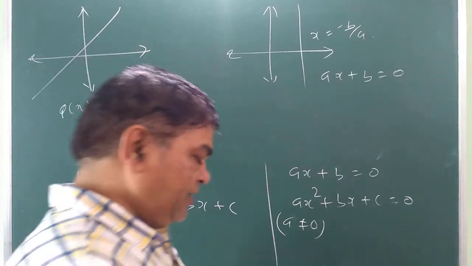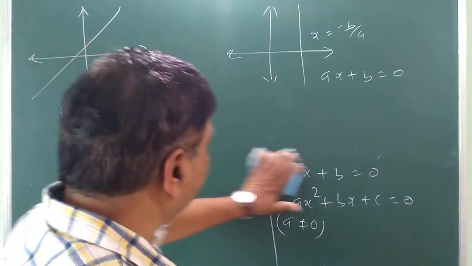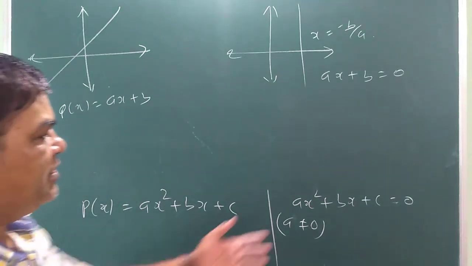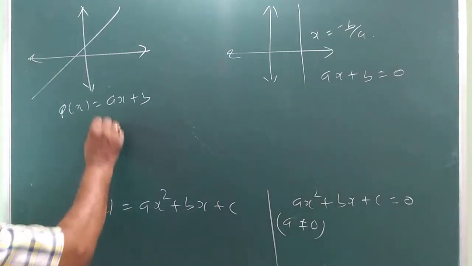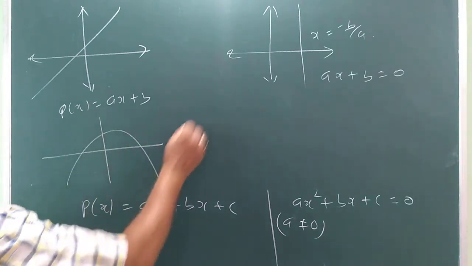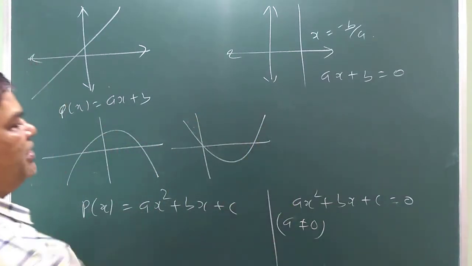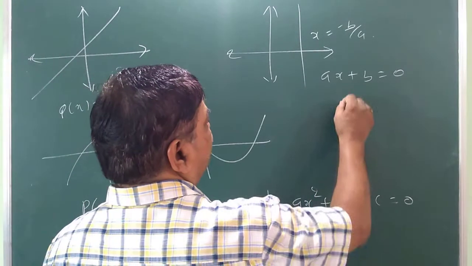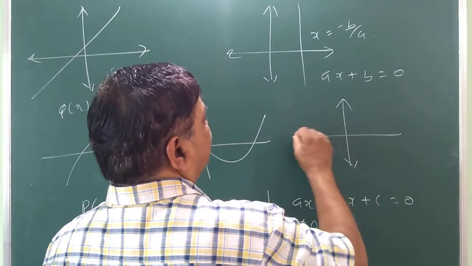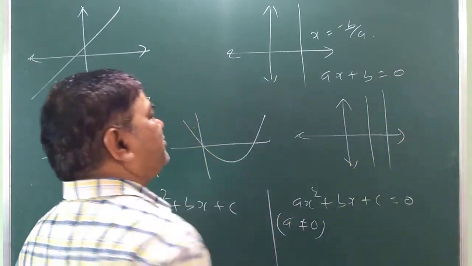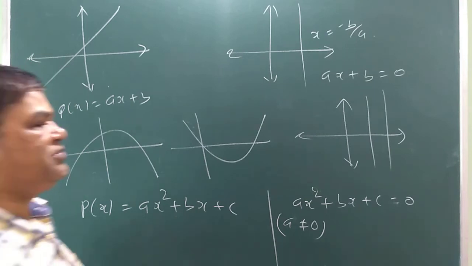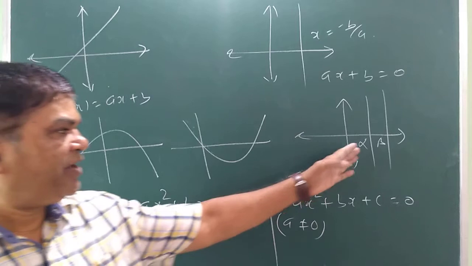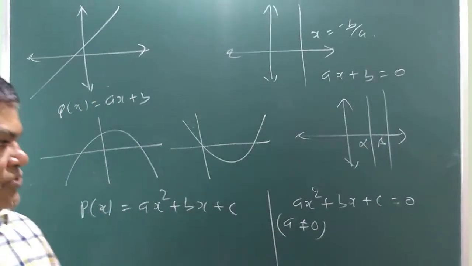Similarly, what about the graph of a quadratic polynomial and a quadratic equation? The graph of a quadratic polynomial is like this, that is parabolic in shape, and for the graph of the quadratic equation, there are two lines which are parallel to the y-axis. One passes through alpha and another through beta. So this alpha and beta are called roots.